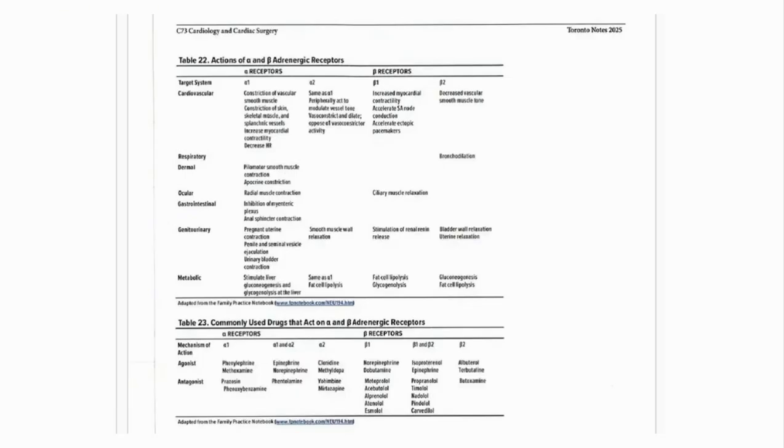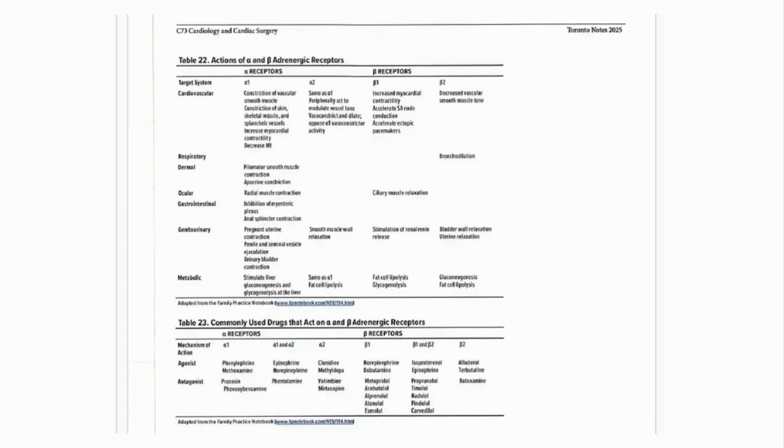Non-selective beta blockers. Examples include propranolol, timolol, nadolol, pindolol, and carvedilol. Clinical uses: hypertension, arrhythmias, migraine prophylaxis, essential tremors, portal hypertension, and glaucoma in the case of timolol.